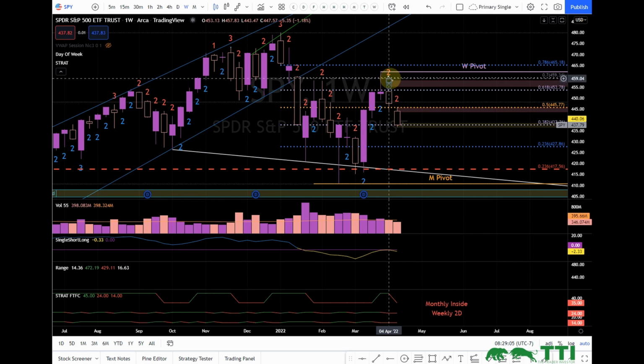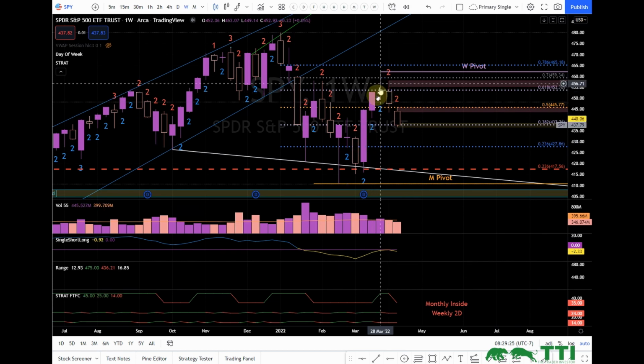Here's where that Fibonacci comes in. Where did this get rejected? At the 70%. As soon as I break the low, it started here, it went up, and then as soon as it breaks the low, here's your 2 reversal.